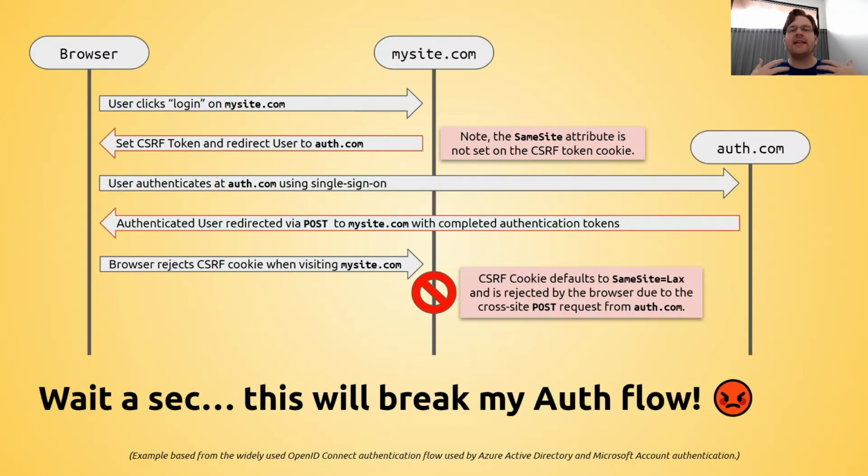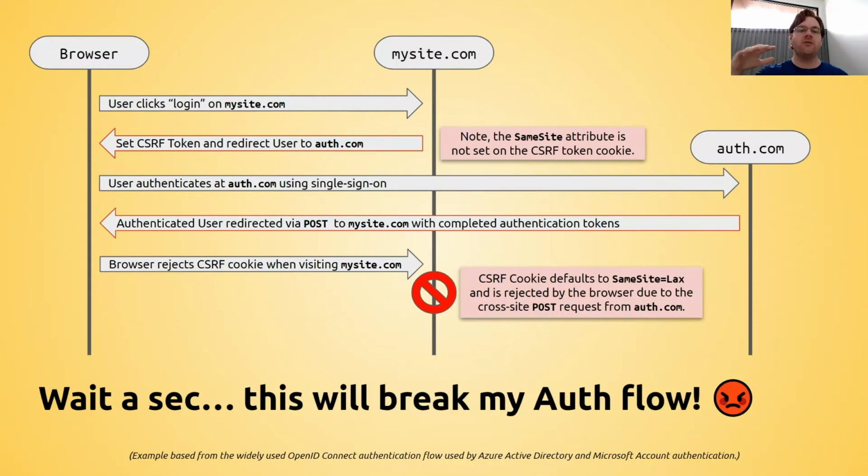So when they announced they would default to same-site lax, Microsoft raised their hand and said, guys, wait a second, you're going to break our flow. As part of the OpenID Connect authentication flow, which is used by Azure Active Directory and the Microsoft account authentication system, this was going to break because of the way it works.